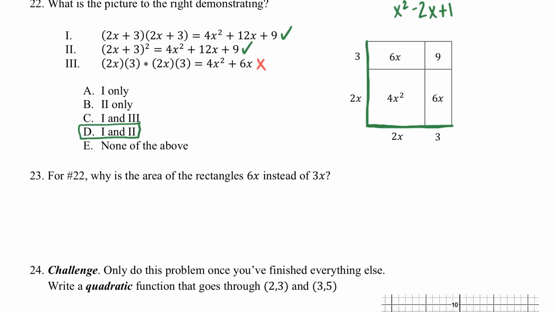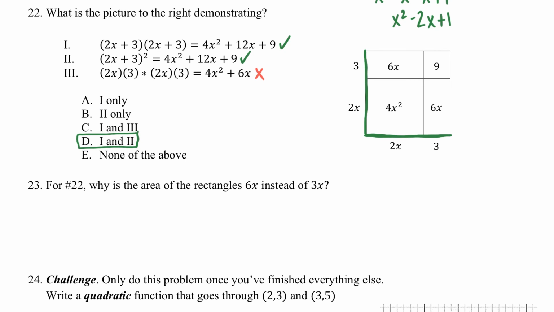So number 23 says, for number 22, why is the area of the rectangle 6x instead of 3x? I got a lot of different answers on this. This is kind of fascinating. A lot of people said, look, you've got 4x squared plus 12x plus 9, and 6x happens to be half of 12x, right? Because when we completed the square, you do half of that 12, and half of that would be 6.